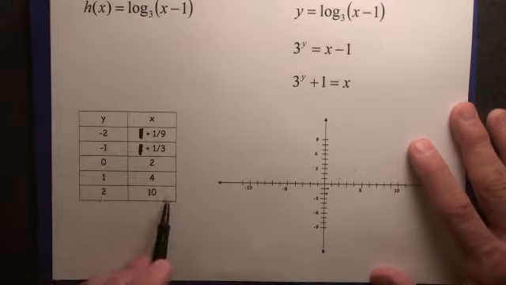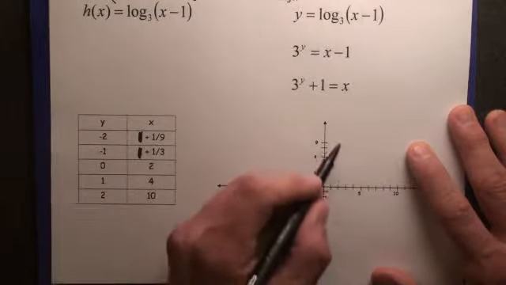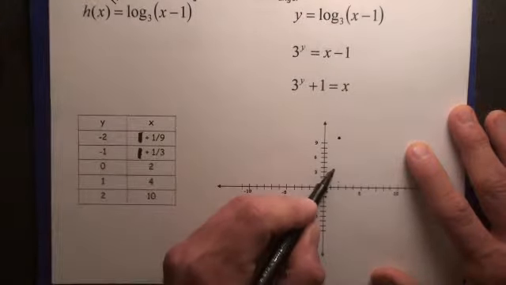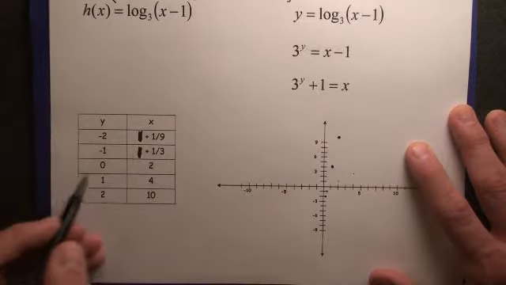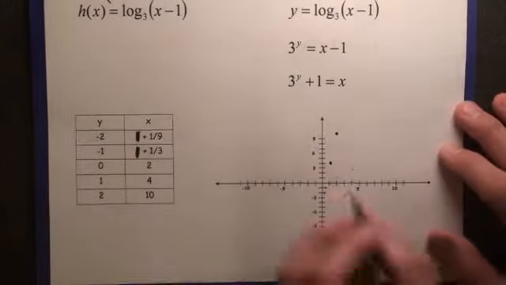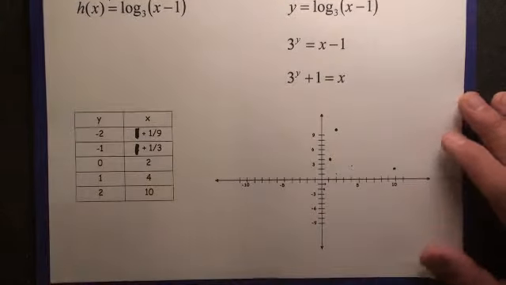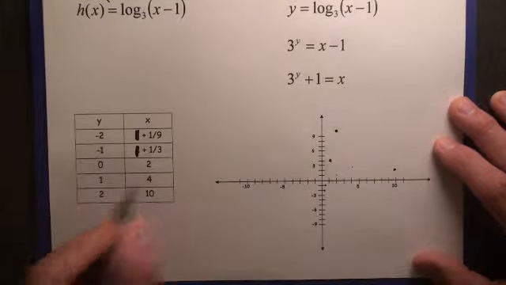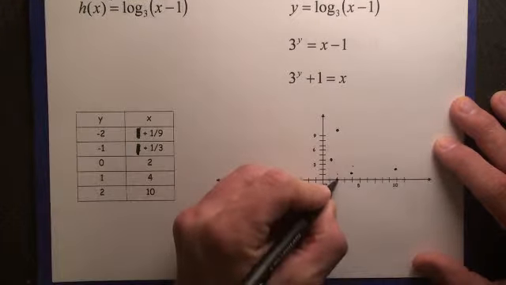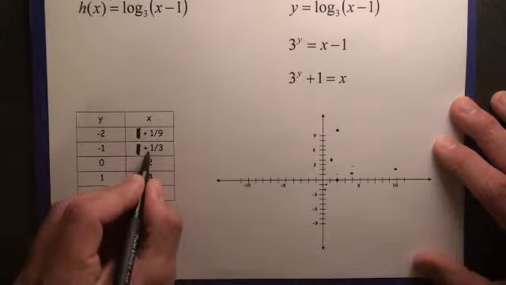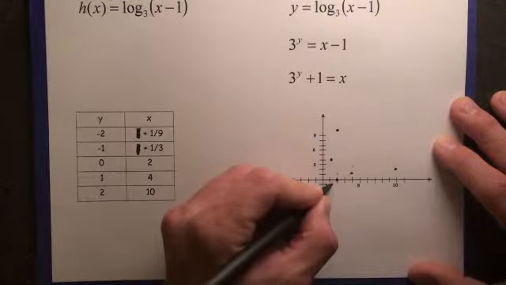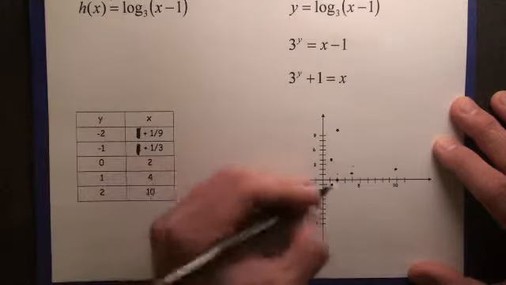So when we go to the right 2, we're going to go up 10. Oh, excuse me, to the right 10 and up 2. To the right 4 and up 1. There we go. To the right 2 and up 0. To the right 1 and 1/3, down 1. It's going to put us right about here. To the right 1 and 1/9, down 2.